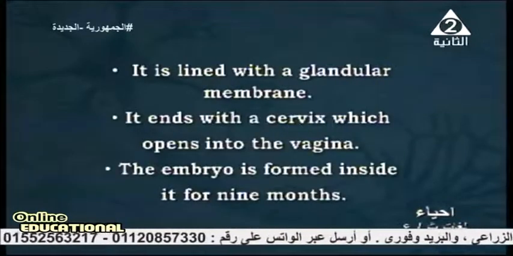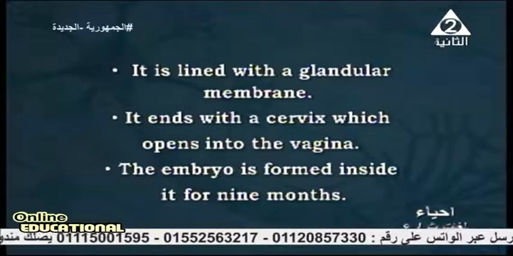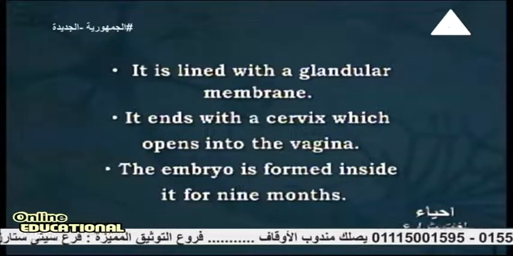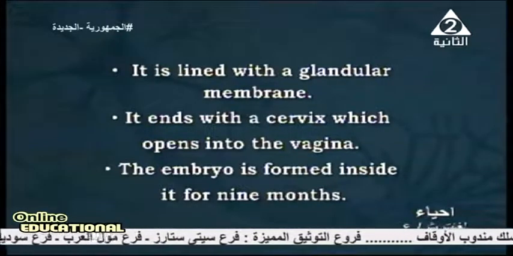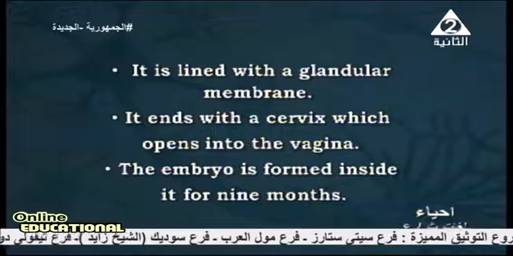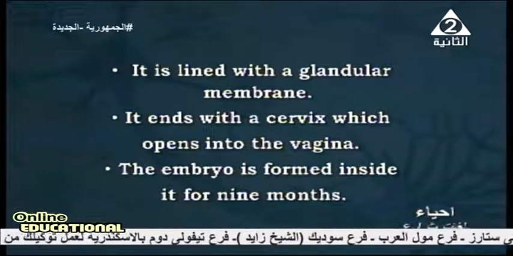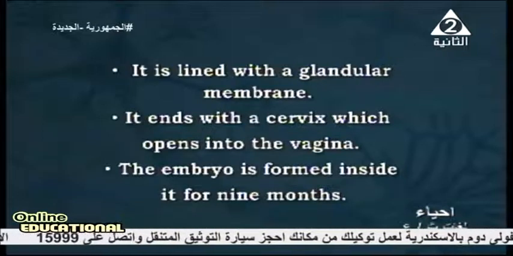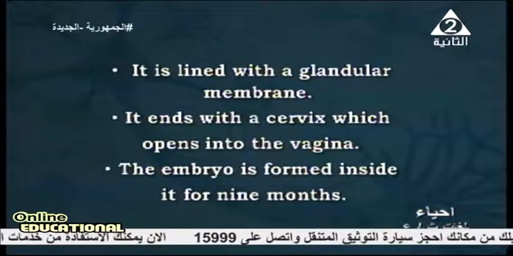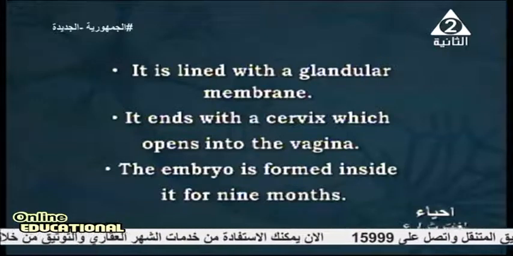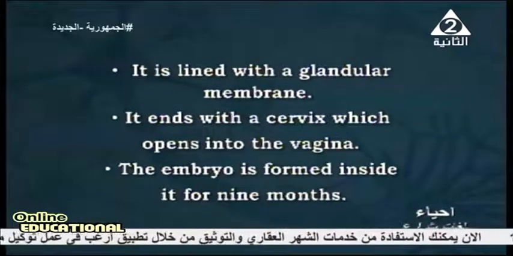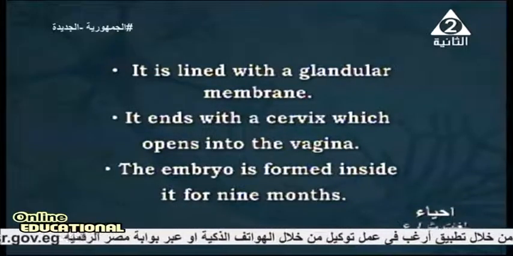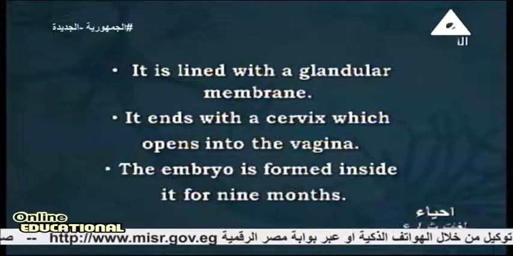Also, the uterus is lined with glandular membrane, which enables the uterus to secrete mucus to protect the baby. Also, it ends with a cervix, which opens into the vagina. The embryo is formed inside this uterus for 9 months. After that, the baby can go out through the vagina.